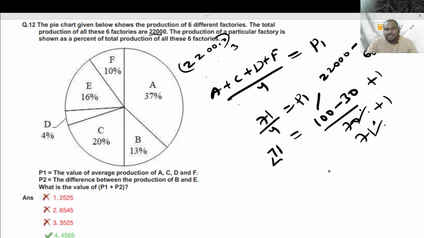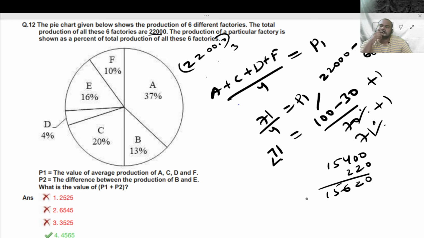15,400 plus 220 is 15,620, which is 71%. But divided by 4, because there are 4 parameters. So 4 3s are 12, 4 9s are 36, 4 5s are 20. Till here 3905, and again what is P2 value?